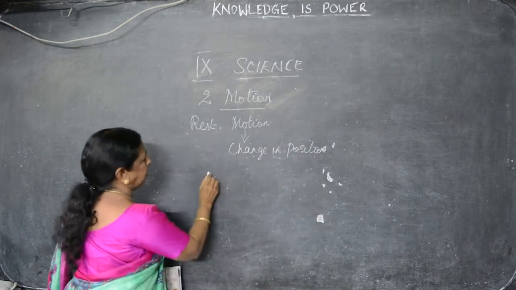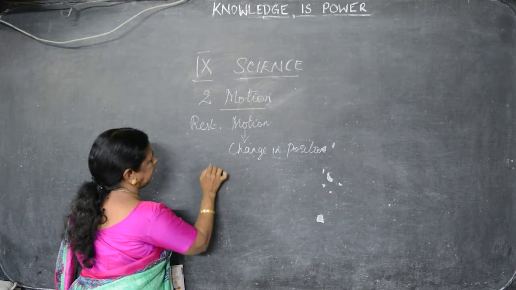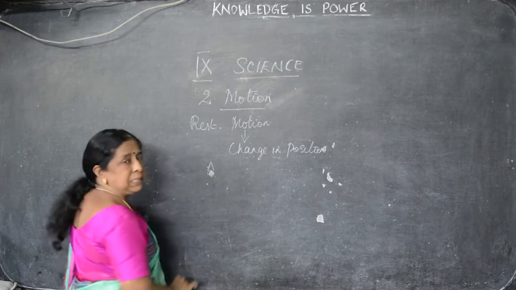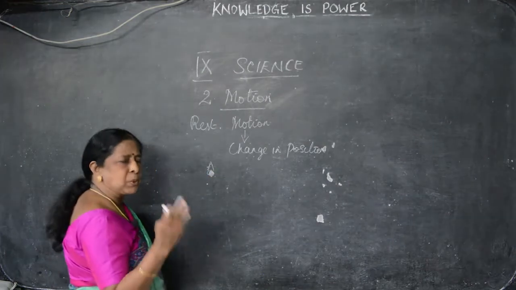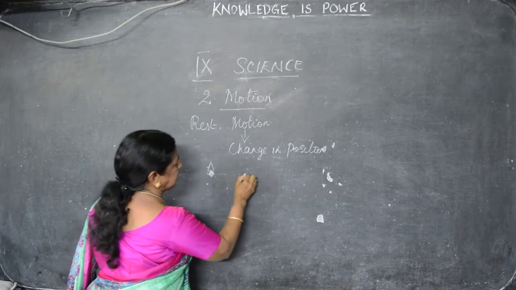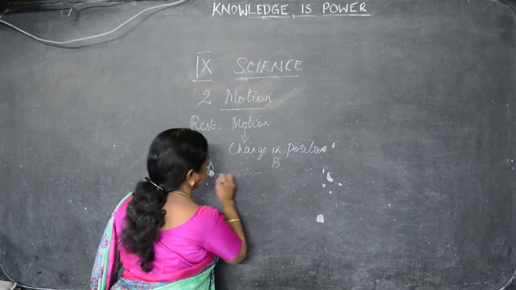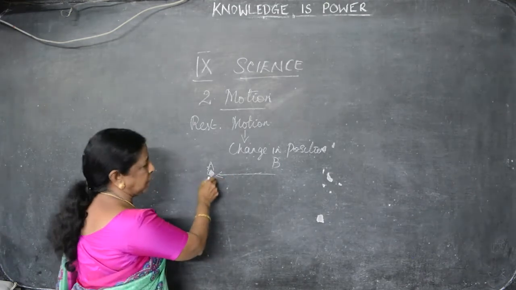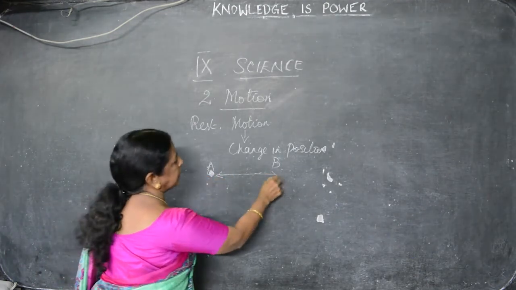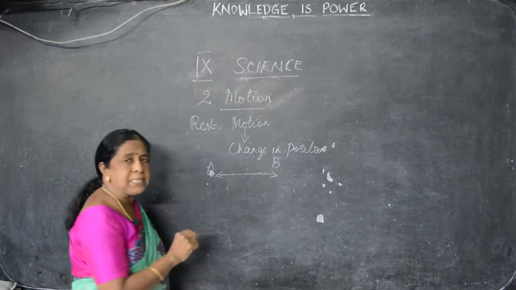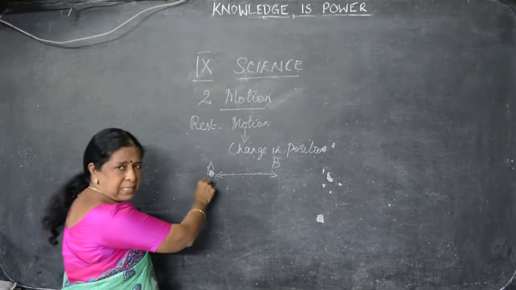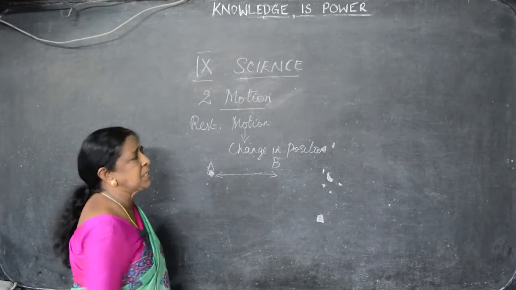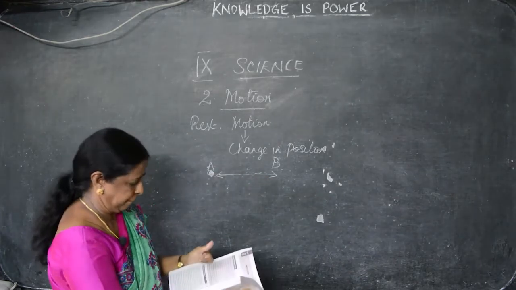For example, a particle, the particle A, it is in the place of A. Because of force or something else, it moves towards and goes to B. This is known as what? Motion. The object which is at rest at A moves towards B. This is change in position. Before that it was in A, now it goes to B. So change in position is known as motion.